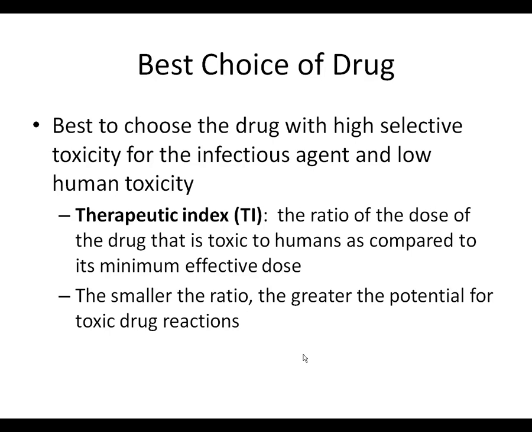If I have a narrow therapeutic index where my effective dose is one thing and where I begin to see a toxic effect is just a few ratios above that, then the potential for toxicity is much greater. So you want a big therapeutic index.